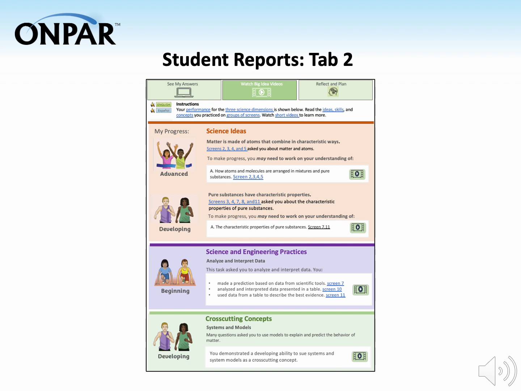You can see again that we're not thinking about pass-fail, but we can see this beginning, developing, advanced metric, and then it gives them some suggestions. So to make progress, you may need to work on your understanding of how atoms and molecules are arranged in mixtures and pure substances. It tells them what screens to look at, and then it also gives them a short video they can watch, usually 30 seconds, giving just a little bit more detail about what that means to help guide their thinking and give students a little more ownership over where to go next.